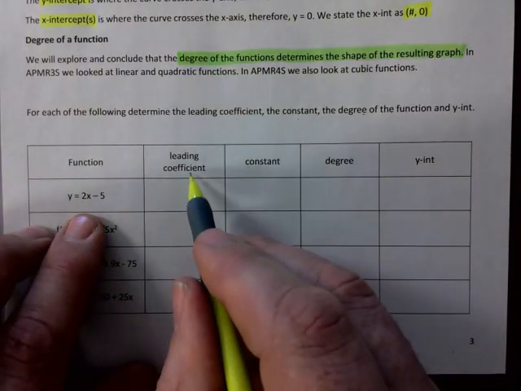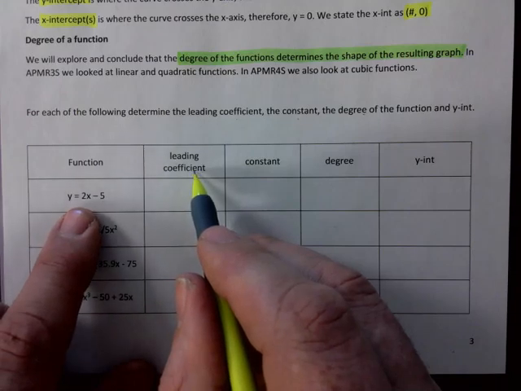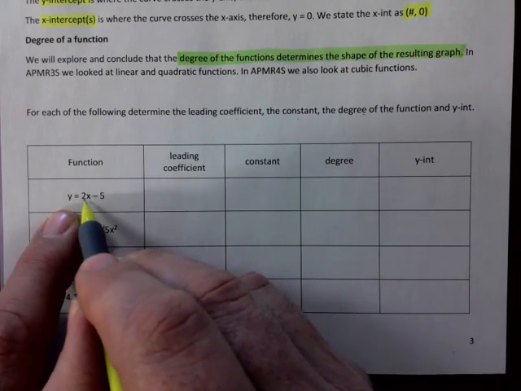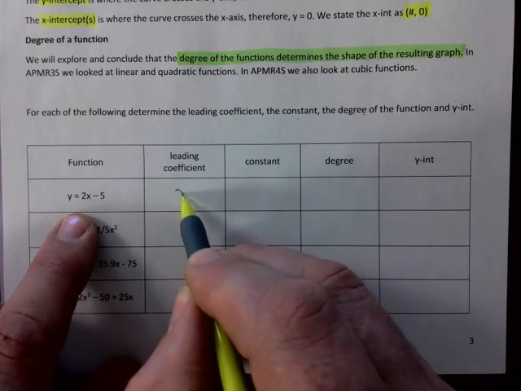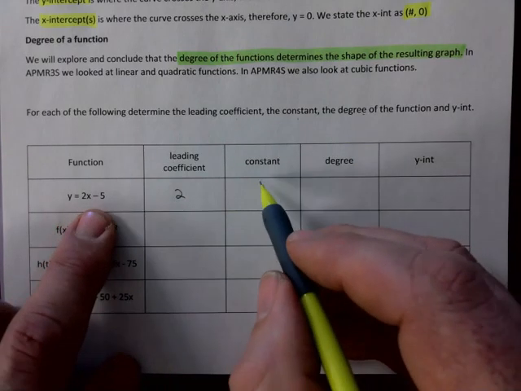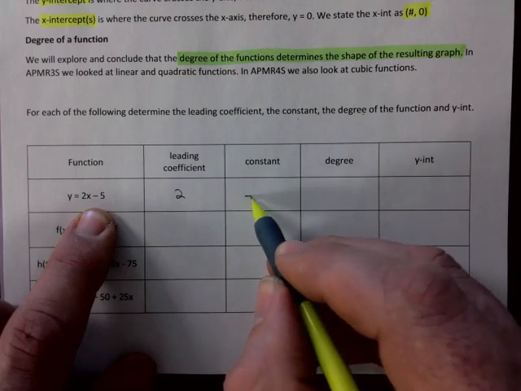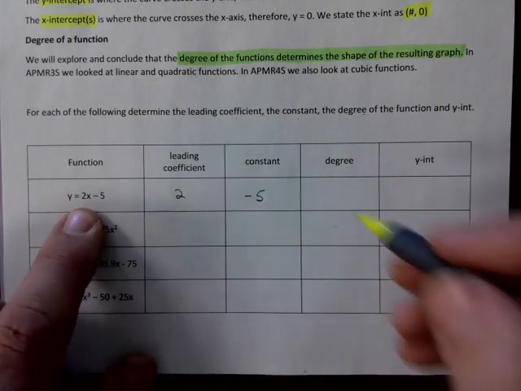The leading coefficient is the value in front of the variable with the highest exponent. In this case, the variable with the highest exponent is just x, so the leading coefficient is 2. The constant is the number without a variable attached to it, so it's -5. The degree of this is just 1.